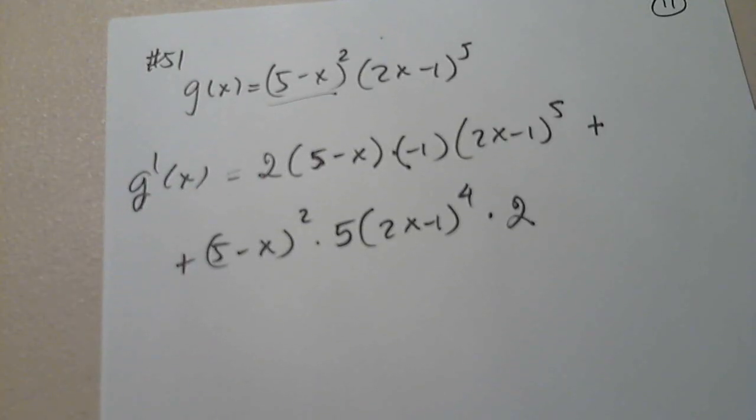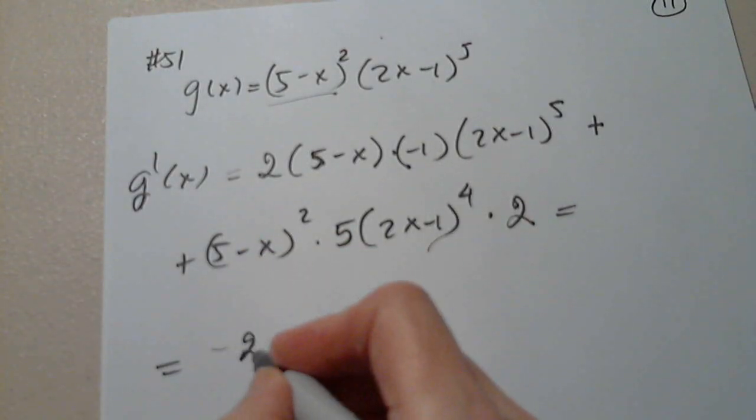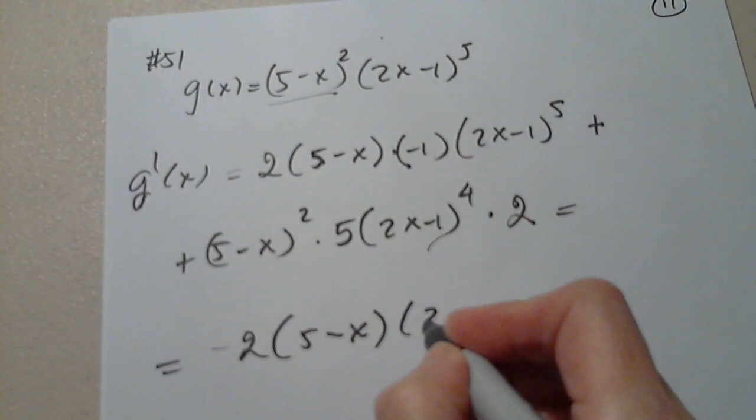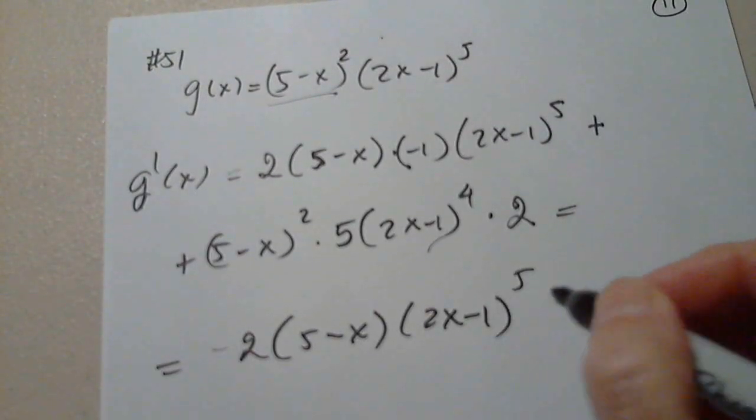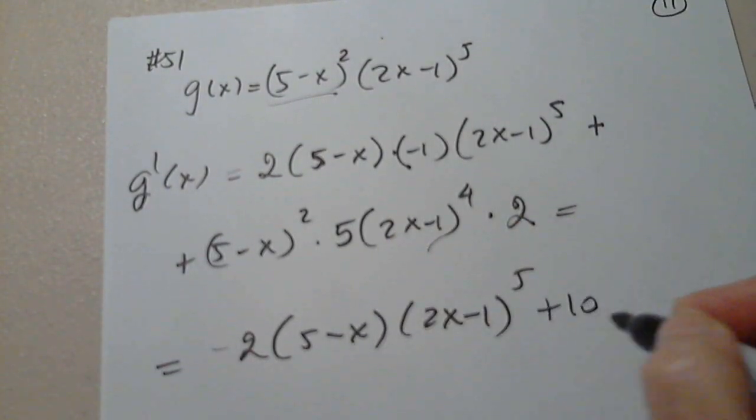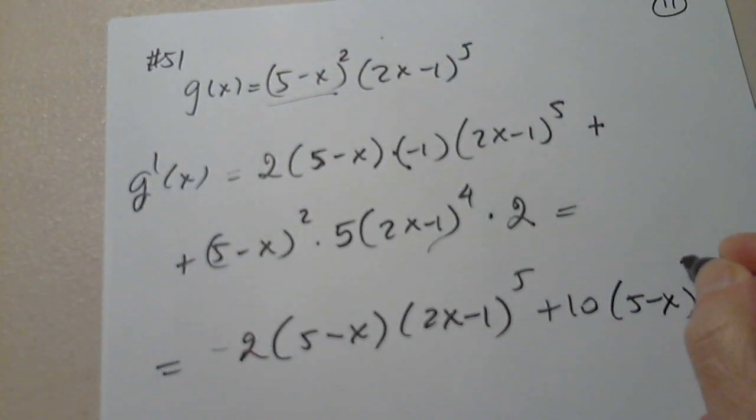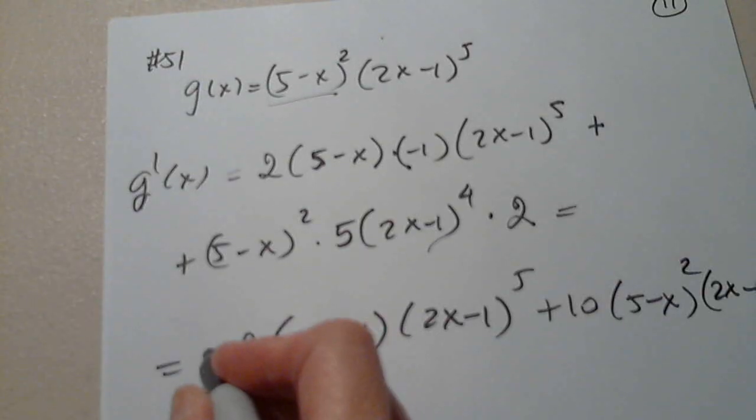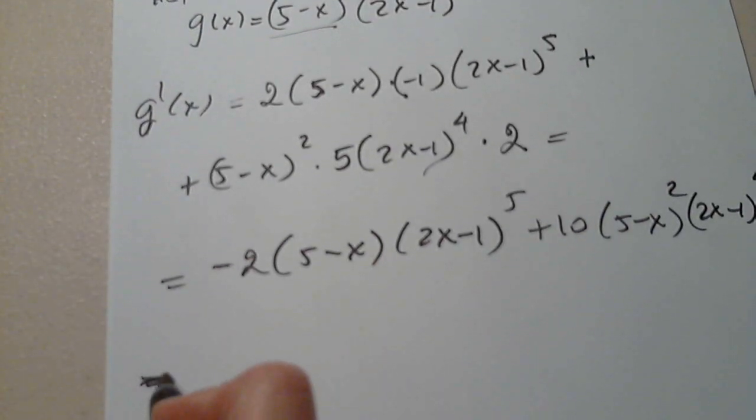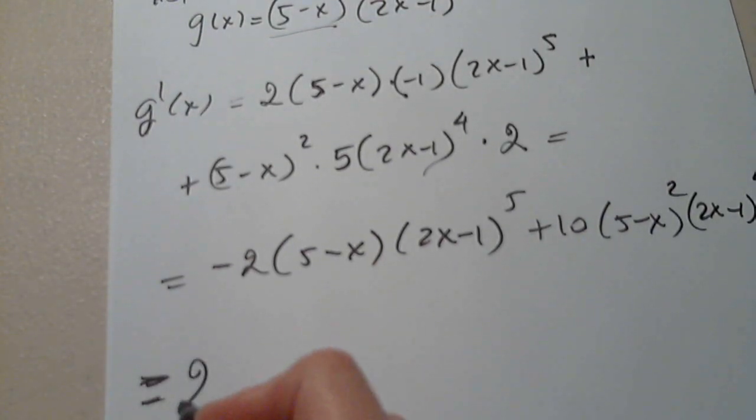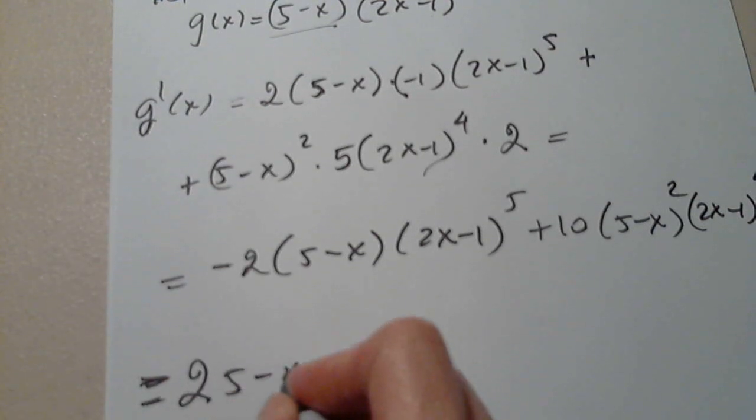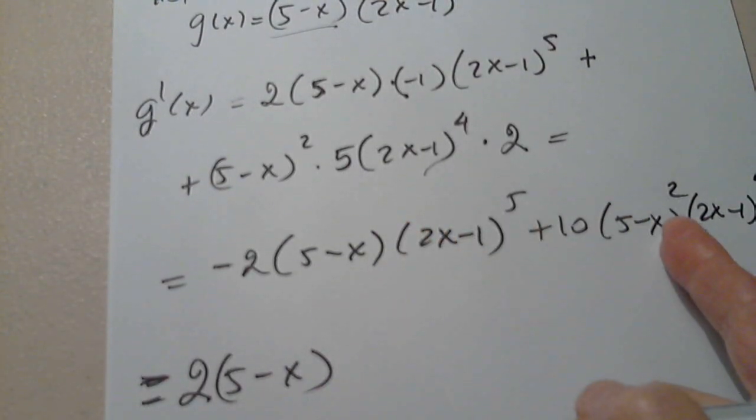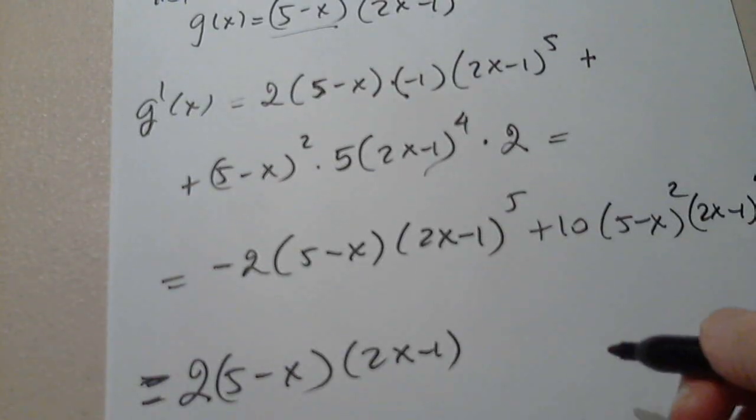I have to rearrange it a little bit. -2, 5 minus x, 2x minus 1 to the 5th, plus 10, 5 minus x squared, 2x minus 1 to the 4th. Now I will factor out the greatest common factor, 2, 5 minus x to the first power, and 2x minus 1 to the 4th power.